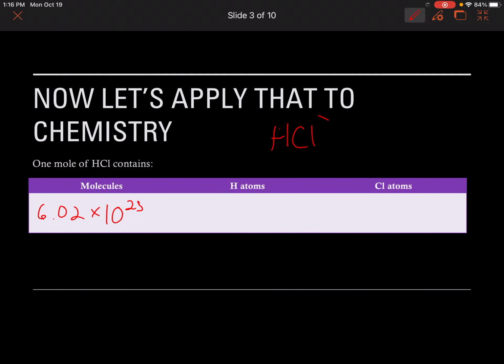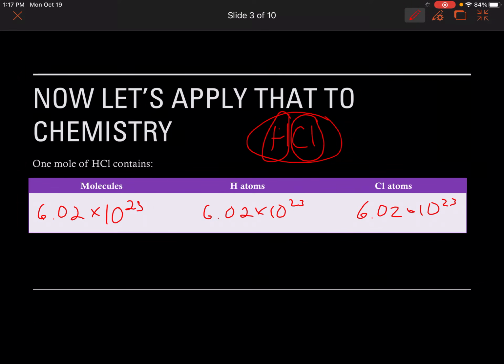Now, within this molecule, remember the molecule is the whole thing, I have hydrogen atoms and chlorine atoms, right? So how many atoms do I have? If I've got 6.02 times 10 to the 23rd molecules, how many hydrogen atoms are there going to be? It's going to be 6.02 times 10 to the 23rd hydrogen atoms, and the same is going to be true for the chlorine atoms. So again, 6.02 times 10 to the 23rd.